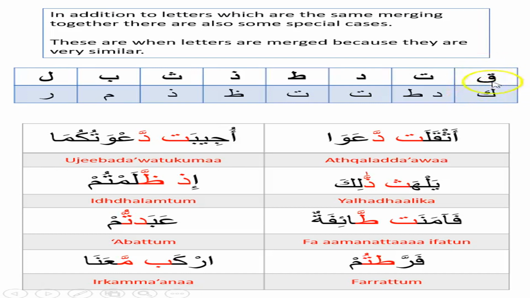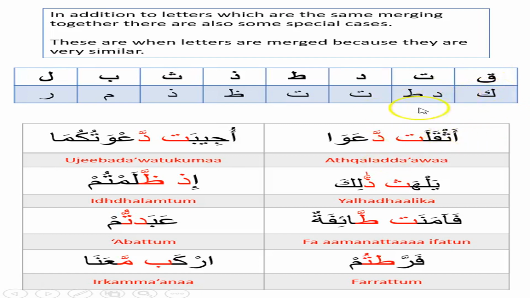And the Kaf is very close to that. In fact, it's almost the same place, just a little bit further forward. If you say Qaf, it's right at the back. Kaf is just a little bit more forward, in the place where the tongue touches the palate. Because these are very similar in their place of articulation, they will be joined together.